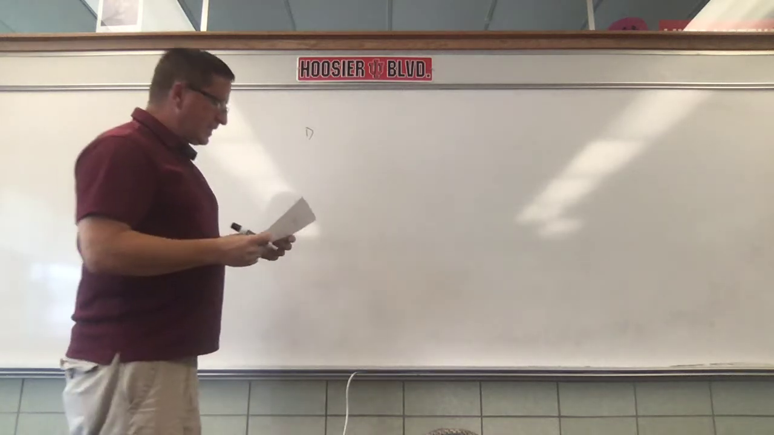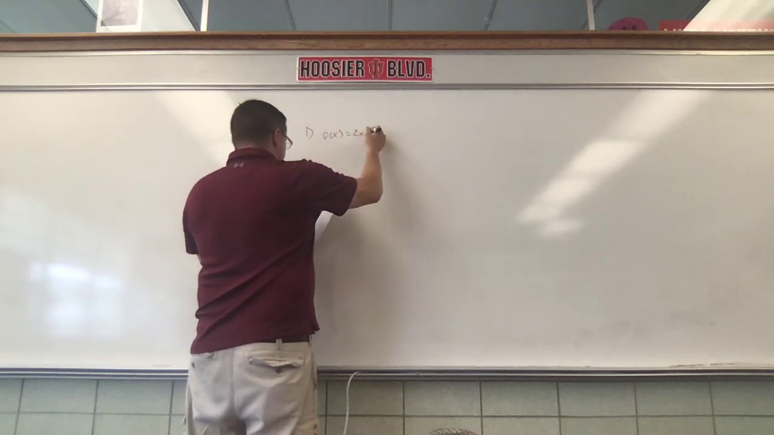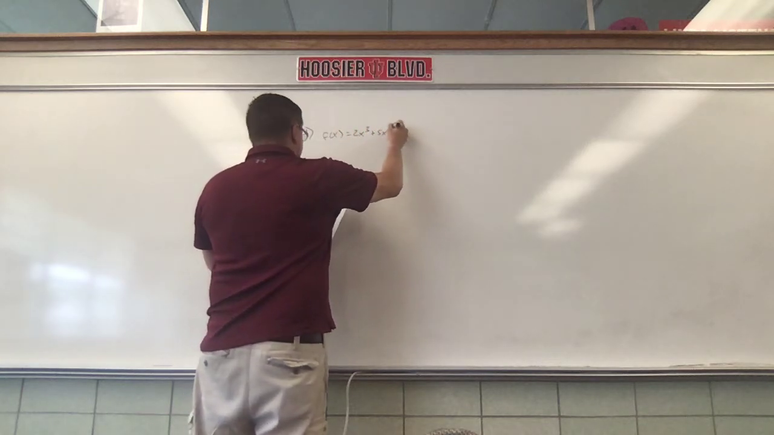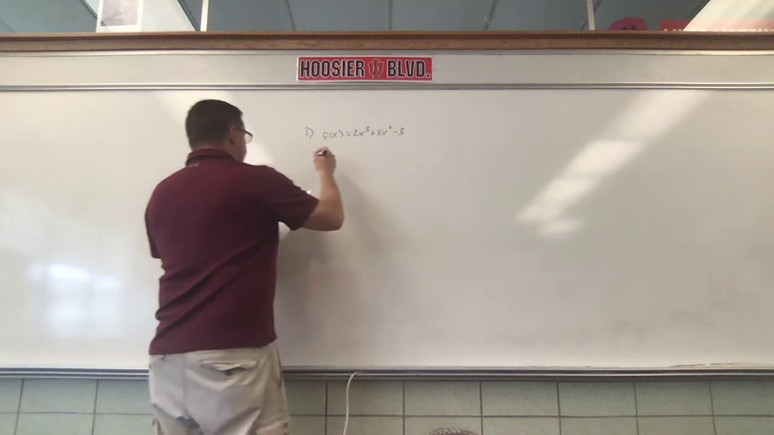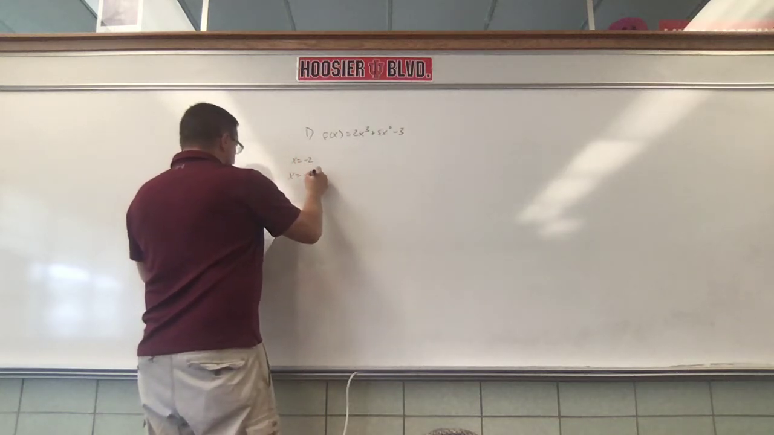Okay, question number one. They give you the function f of x equals 2x to the third plus 5x squared minus 3. They want to show that there has to be a 0 between x equals -2 and x equals -3. There must be a 0.